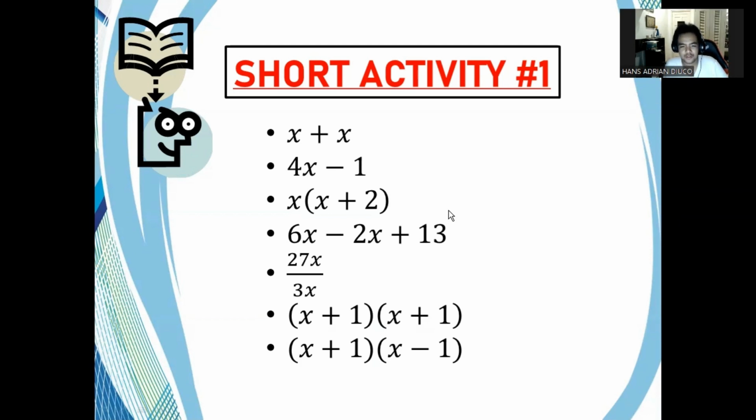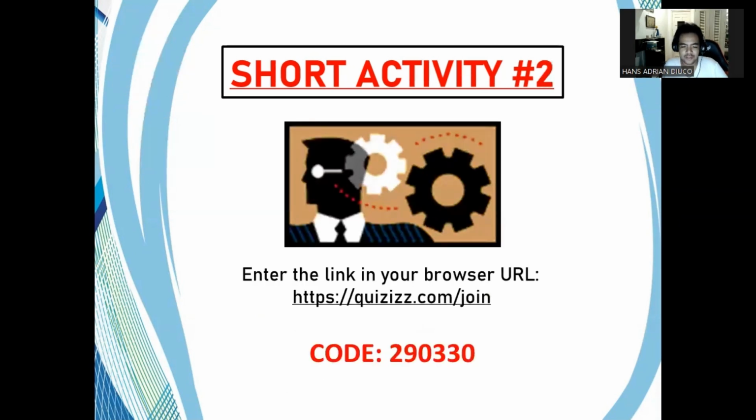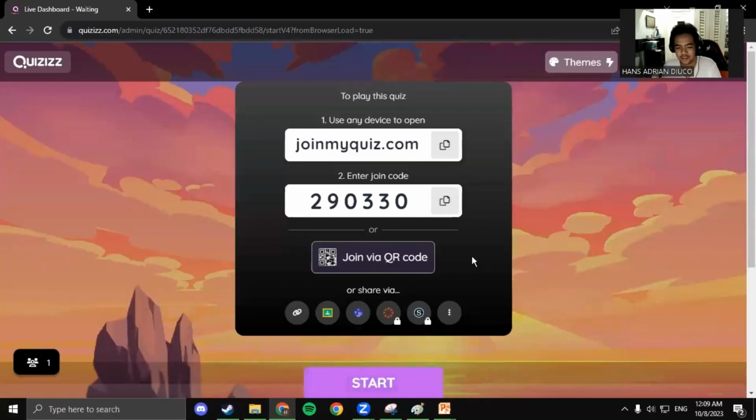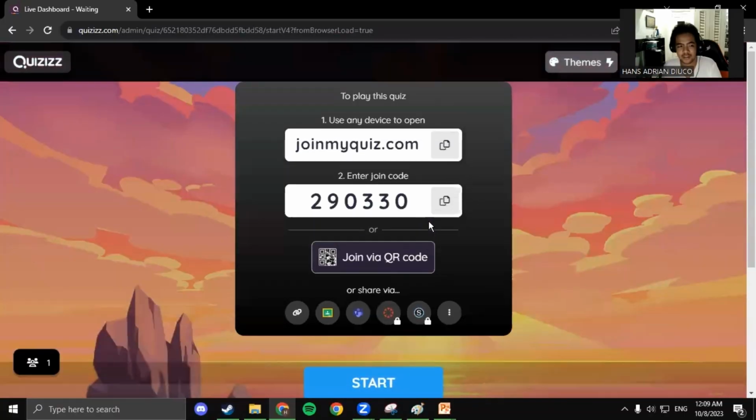And for this next one, we're going to do a short activity. Again, if you know quizzes, please go to the website below and answer this short quiz. It's just a short refresher. It's like the previous one I just did a while ago. And this is the code. Enter the code 29330.